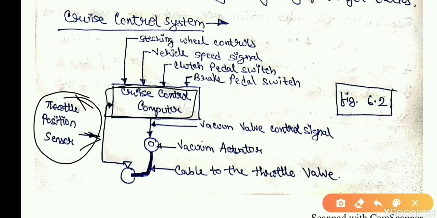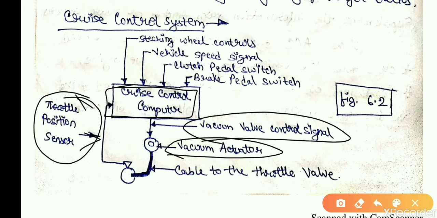And see, there is a vacuum valve control signal, and a vacuum actuator. What is the difference between sensor and actuator? A sensor basically senses the signal, and an actuator actually does the work.